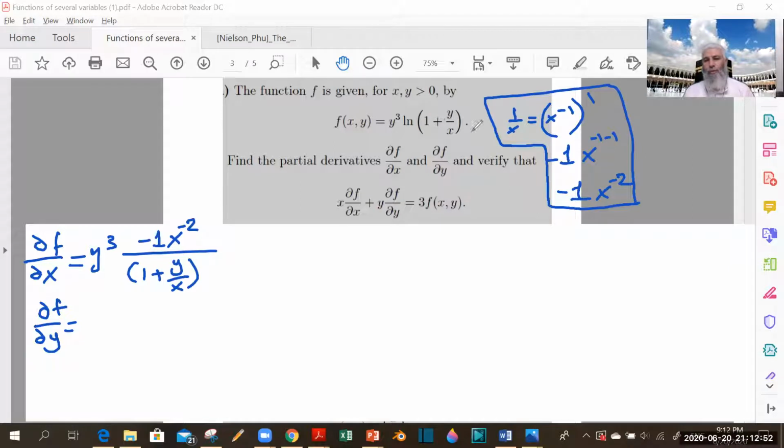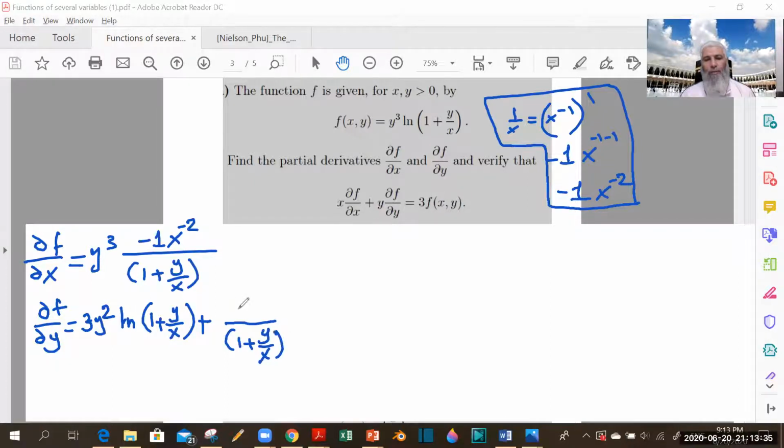These are two functions. We will use the multiplication rule. The derivative of the first function is 3y squared. Multiply by the second function, ln of 1 plus y over x. It is not a constant, it is a function, but it is the derivative of the first multiplied by the second. Now we will multiply the derivative of the second, which is 1 over the bracket.